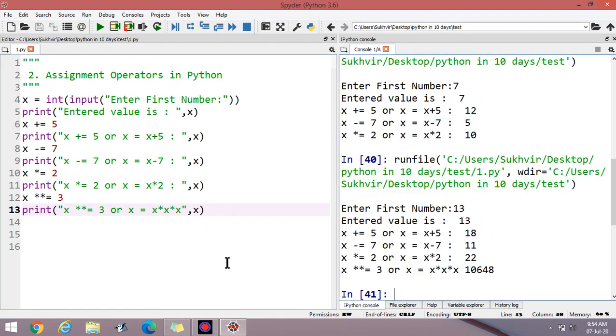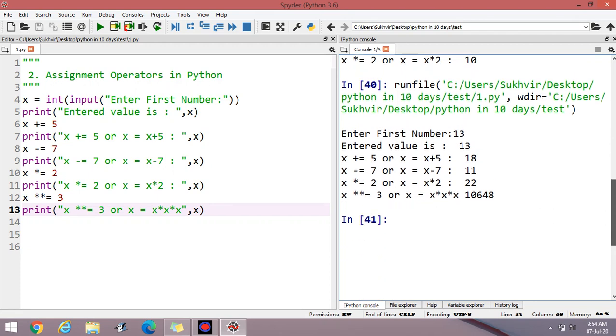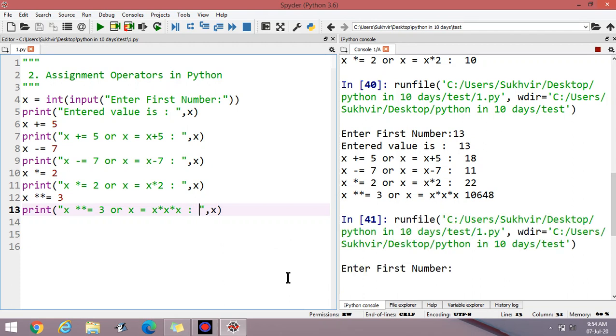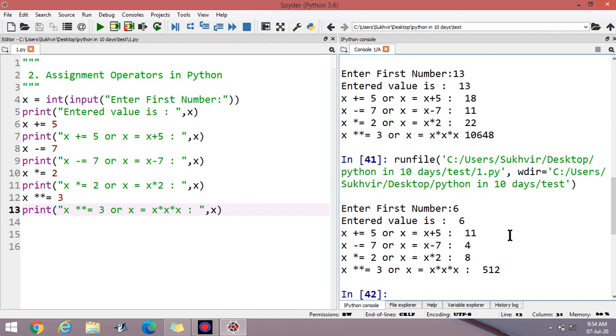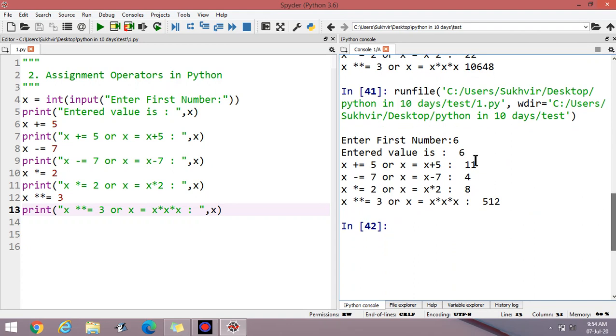Suppose I write 13 here. Plus 5, 18, and second value 18 minus 7, 11, then 11 into 2, 22, then 22 raised to power 3, means 22 multiply 22 multiply 22. You can place a colon here. Suppose I write 6 here. The value is 6 plus 5, 11, then 11 minus 7, 4, 4 into 2, 8, and 8 raised to power 3, it's 512.